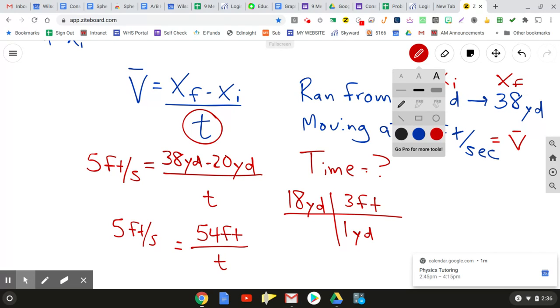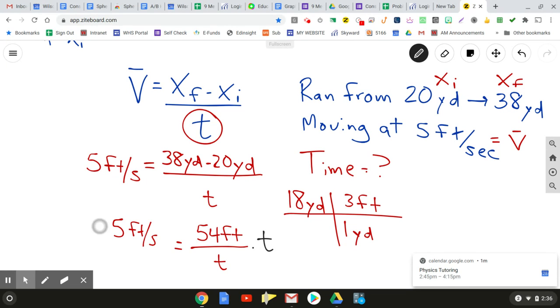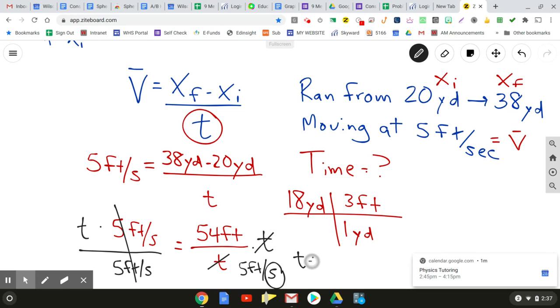Now, in order to solve for time, we just need to multiply by time on each side. Time goes away on the right side. And then if we divide by 5 feet per second on each side, this will cancel. And notice the feet will cancel. 54 over 5 would then give us just the units of seconds remaining, which is a time. So in this case, t would equal, I believe, 10.8 seconds.